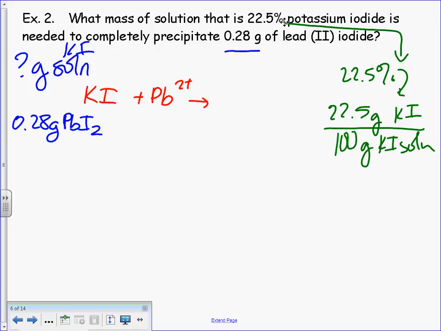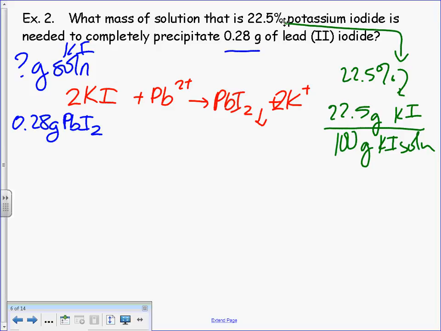So this is going to do a single replacement. In this case, we're going to let it. So the K and the Pb are going to change places to make lead 2 iodide and potassium ion. And truly, the potassium is a spectator ion as well, but I'm going to leave it like that. Okay, is that balanced? No. 2, 2. There we go. Okay, so then from here, we should be able to pretty much go on like normal.